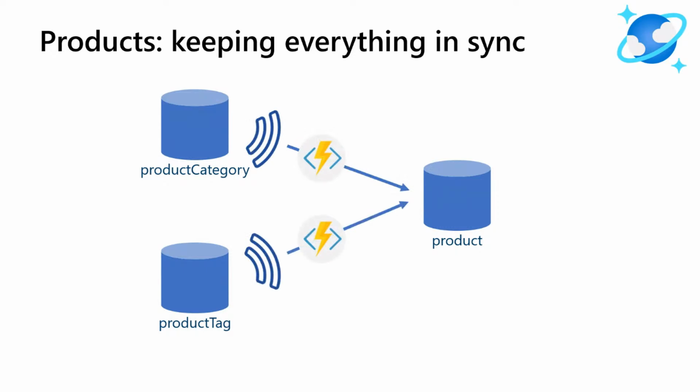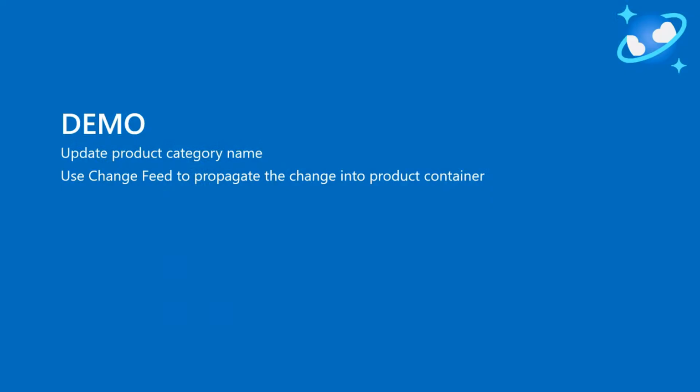And every time that data is updated, it will also propagate those changes to the product container accordingly. Okay, so I'm going to do a demo on this. In this demo, I'm going to show you how to use change feed to do this. First, I'm going to query the product container for a specific category, and then we'll see how many products are in that category. I'll then update that category's name in the product category container, and then we'll show how change feed picks up those changes and then propagates that to every product in the category.